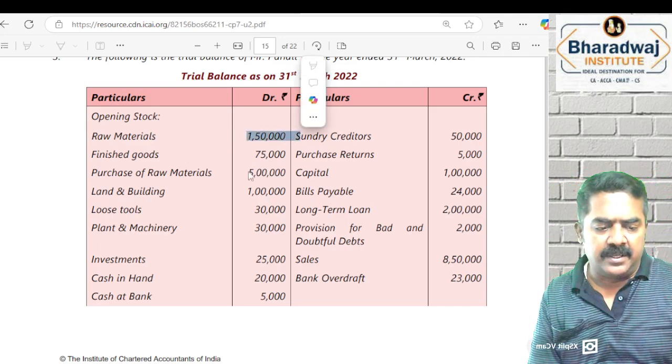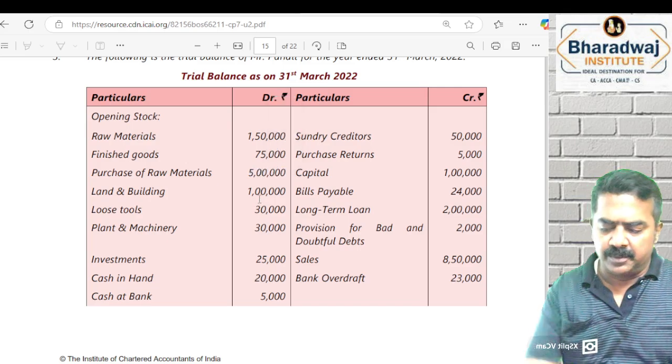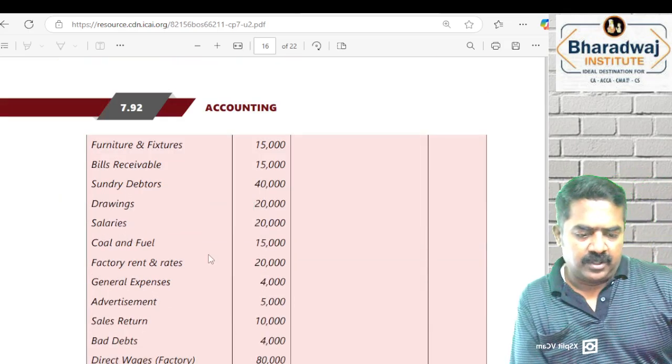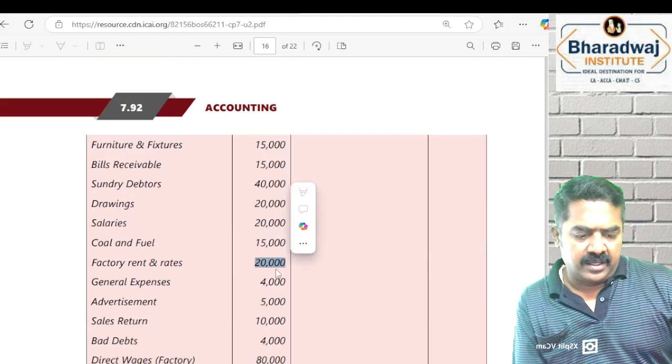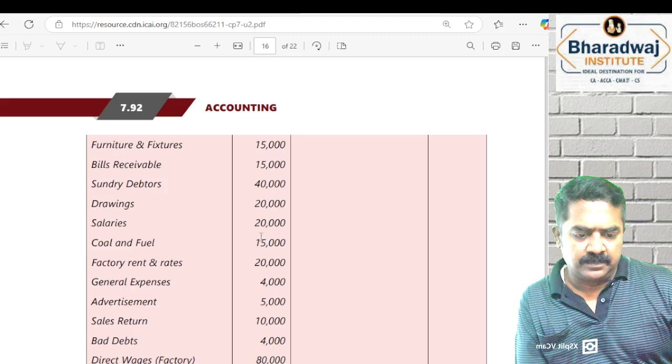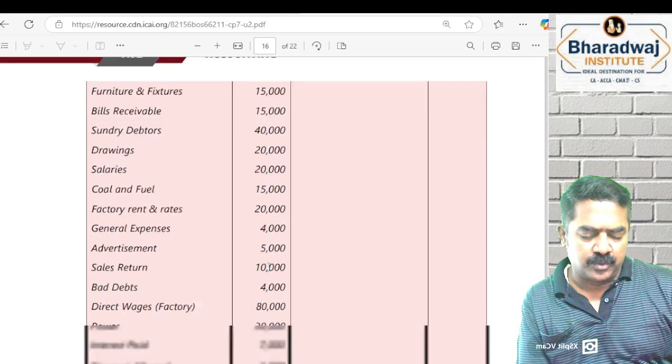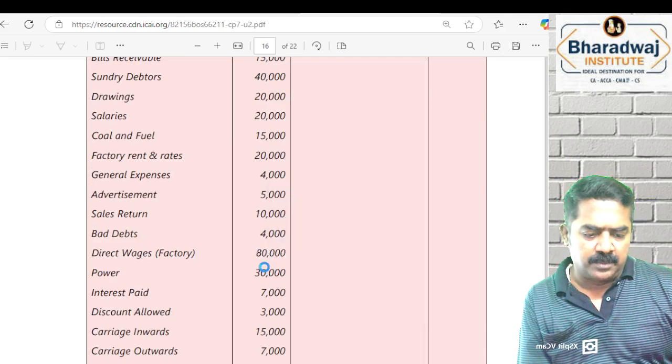Opening stock of raw material, purchase of raw material, then what else will come? Manufacturing accountல் factory rent and rates வரும். Then what else will come? Coal and fuel also will come. Direct wages will come. Power will come.